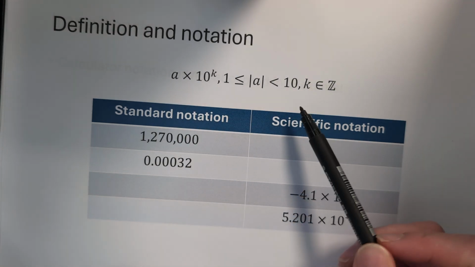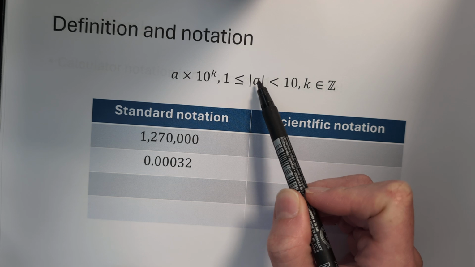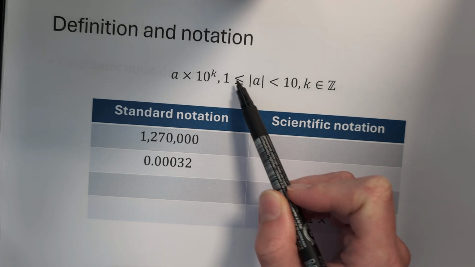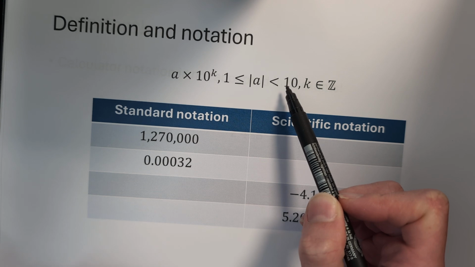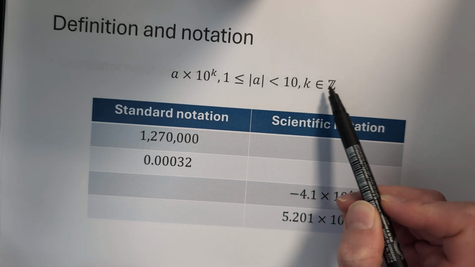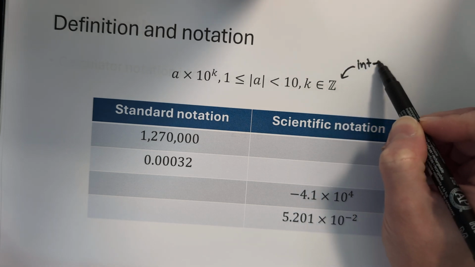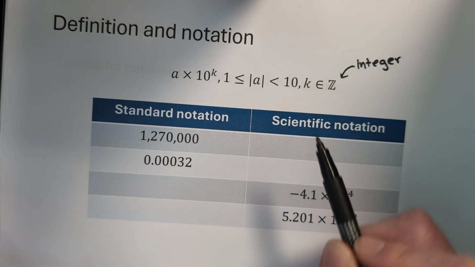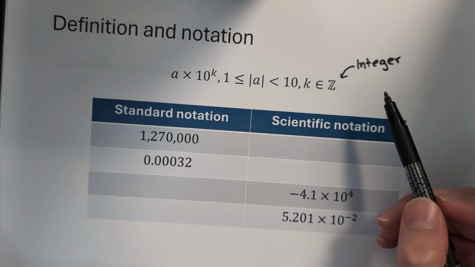This is the formal definition of scientific notation. It's some number, which you see the magnitude of that number has to be equal to or greater than 1, but less than 10. So it's a single digit and then a decimal. Can be negative, that's fine. Times 10 to some power. And this big Z means integer. You'll become really comfortable with what all of those mean. And an integer is whole numbers, 1, 2, 3, 4, 5, etc., and 0 and the negatives.